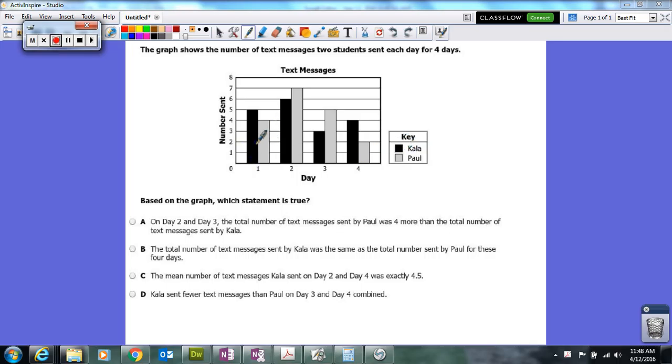So on day 1, it looks like Kayla texted 5 messages while Paul texted 4. Then on day 2, it looks like Kayla texted 6 messages while Paul texted 7, and so on and so forth.